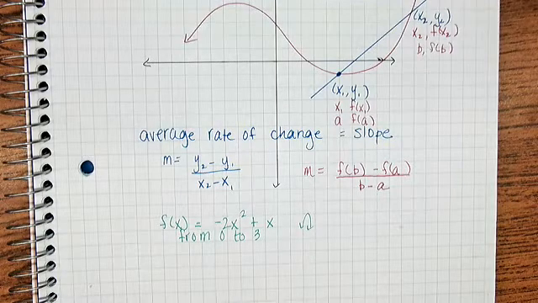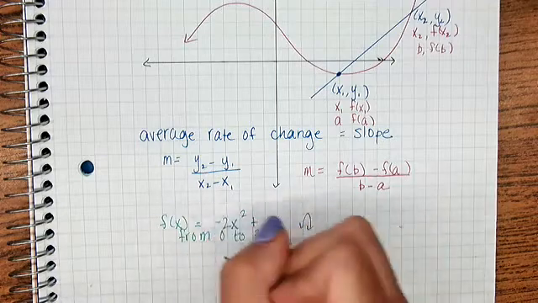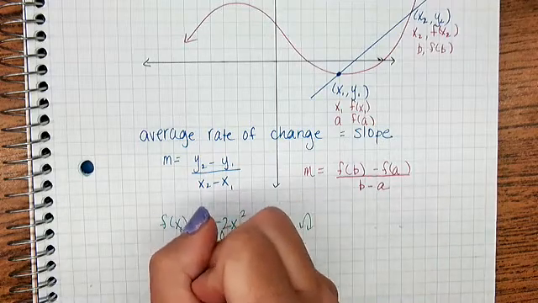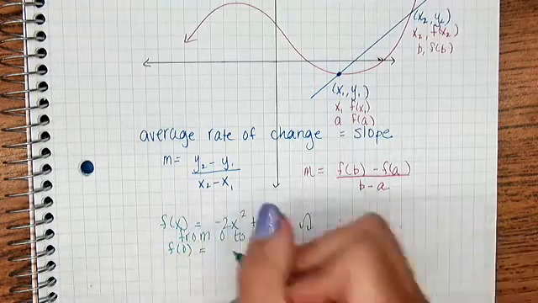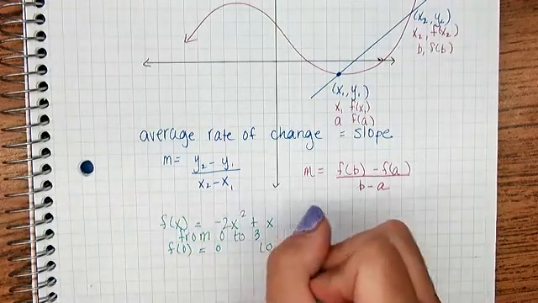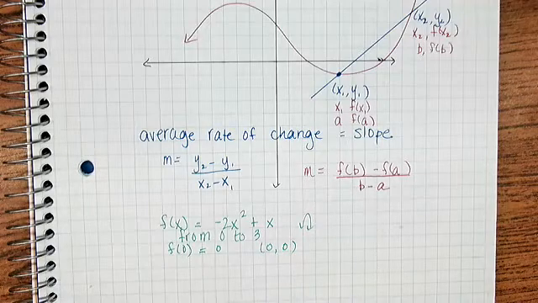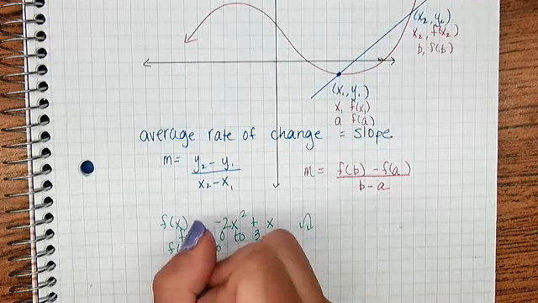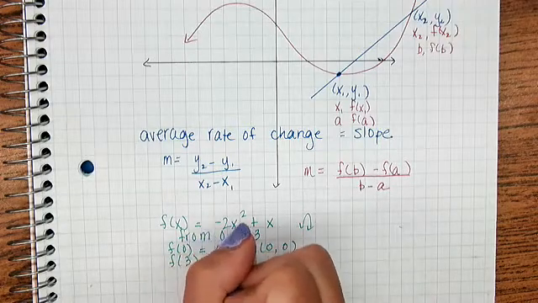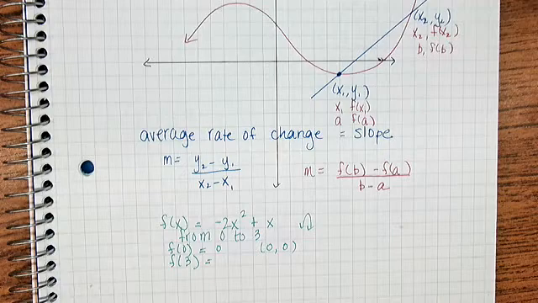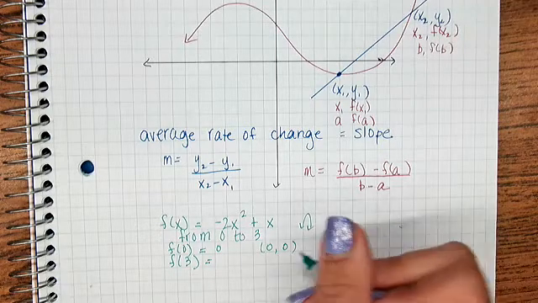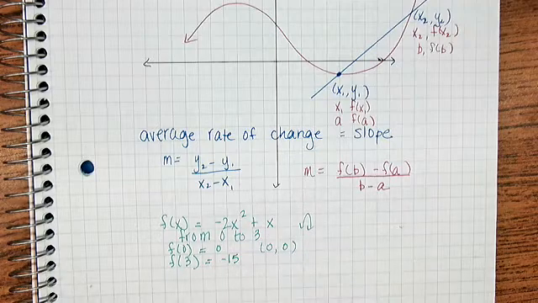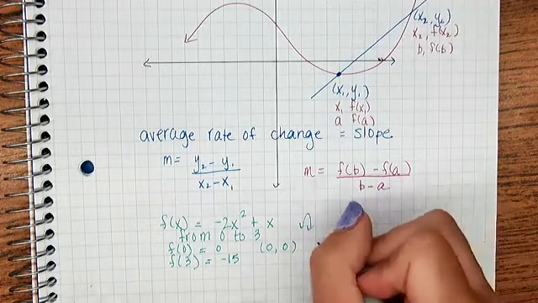Okay, well, my a is 0, but I can find the f of a, can't I? The f of 0, I believe, is 0. So there's an ordered pair, 0, 0. And I could say, all right, if x is 3, so I can find the f of 3. And when I plug in the f of 3, I believe that is negative 15. If you catch a mistake, just let me know. Send me an email. All right, so I have another point, 3, negative 15.